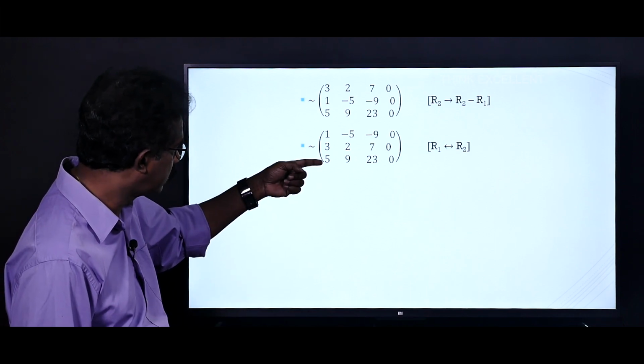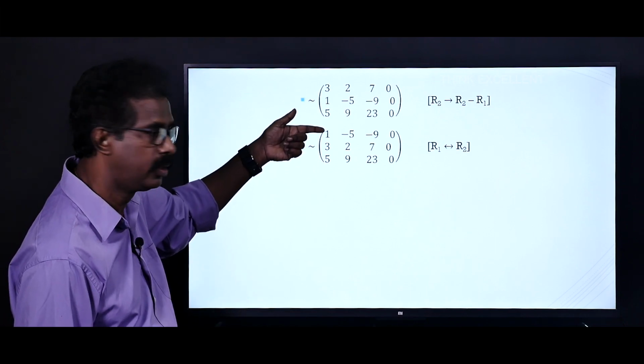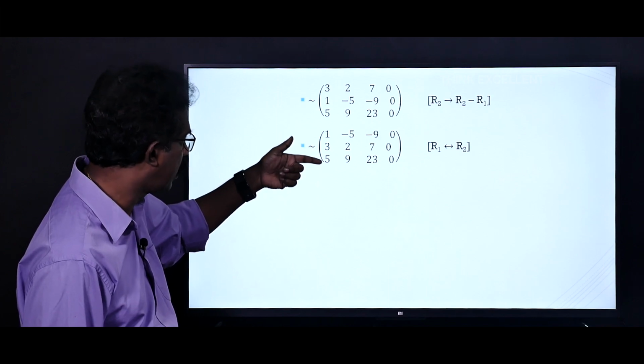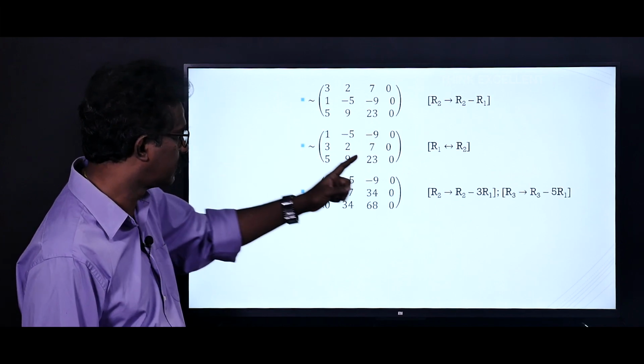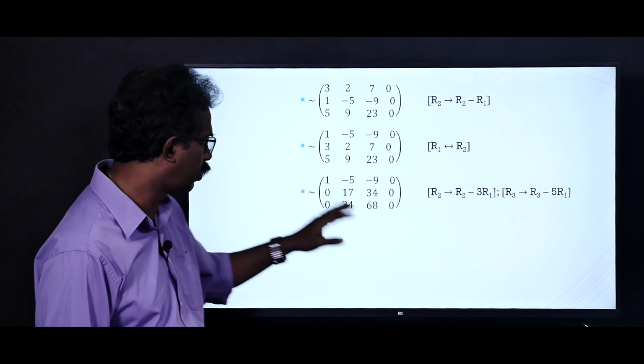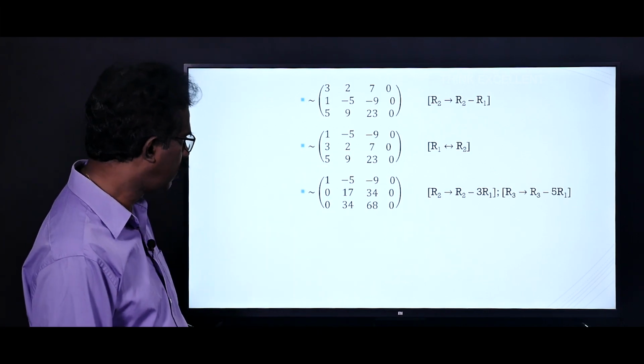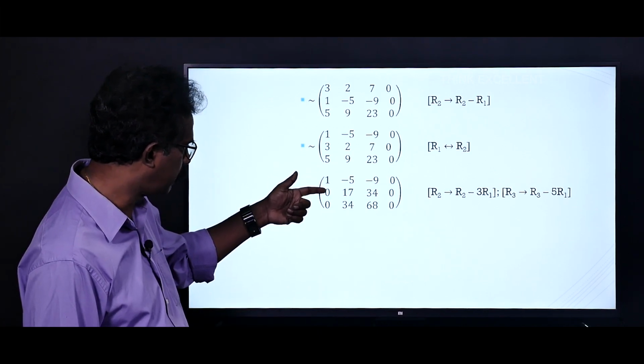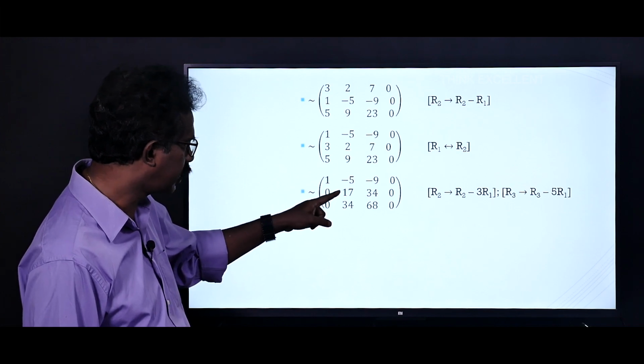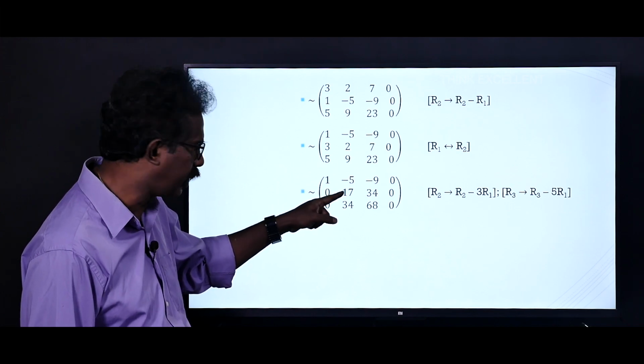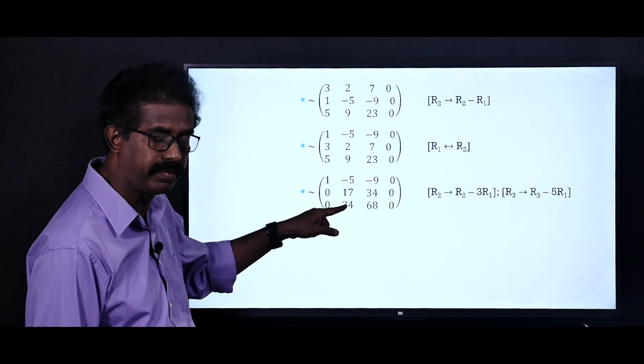This we want to make 0. 5 minus 5. So R3 is R3 minus 5R1. You will get this step. Now look at this. First row, first element 1, below that 0. Second row, second element 1, if possible you try to get. If not, you make this as 0 definitely.